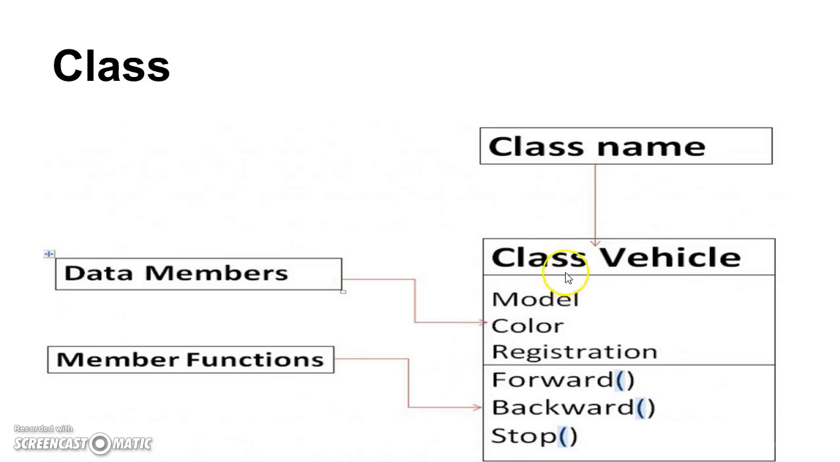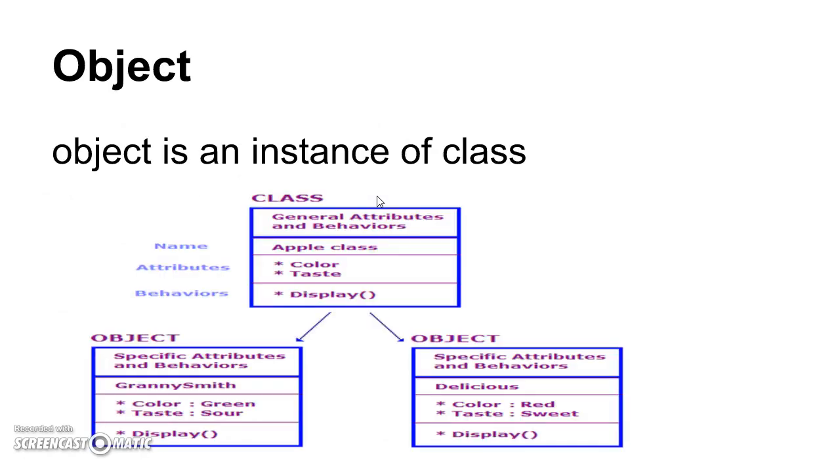So suppose we are defining a class called vehicle, and these are the attributes: model, color, registration, and these are the methods: forward, backward, stop. So any vehicle has the same thing. And now we can create an object called car or bus or truck, anything. Based on this class we can create the object. So based on the class attributes we can create any number of objects. All the attributes and the methods will be available for the objects when we create it.